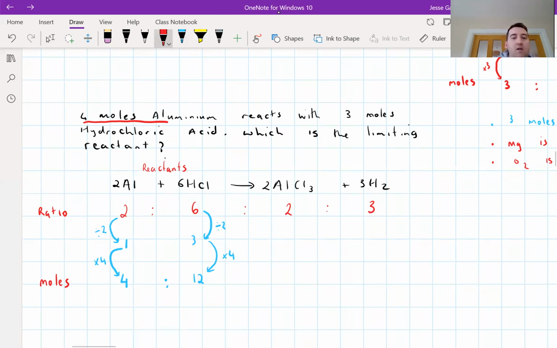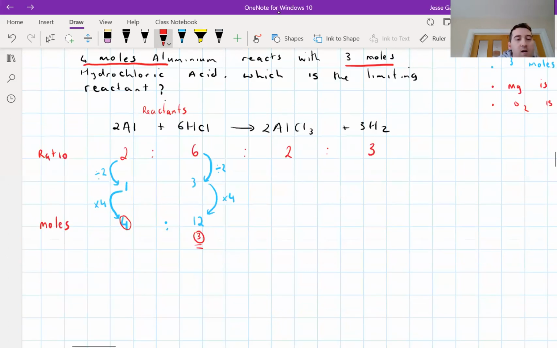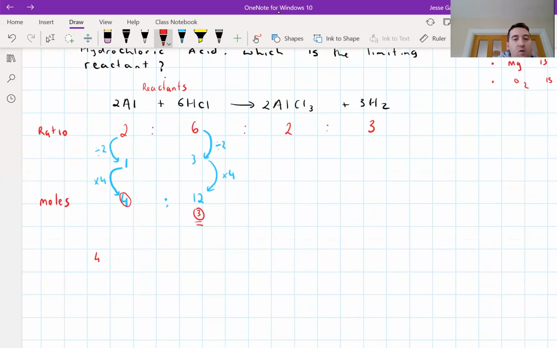Now in red, what do I actually have? I have only 3 moles of HCl. So I only actually had 3 moles of HCl, so I don't have enough. That means I have way more than I need of the aluminium, and I have nowhere near enough of the HCl. So clarify this with a sentence: 4 moles of Al requires 12 moles of HCl. So in the next line, clarify with a sentence or bullet point, which one is the limiting reagent? Pause the video, write it down now.